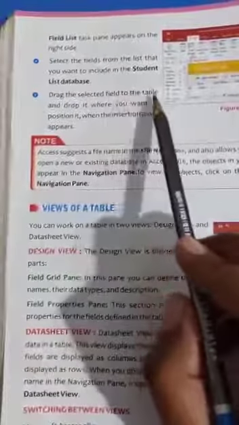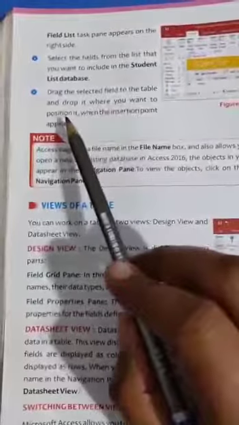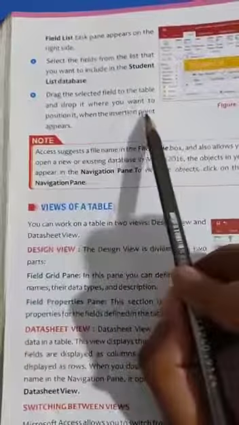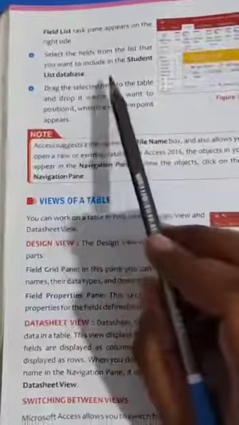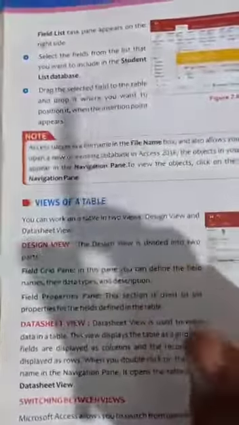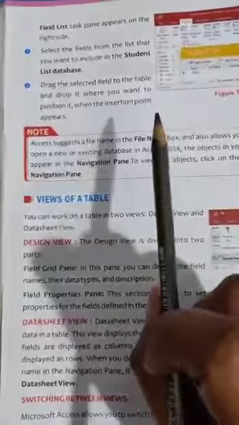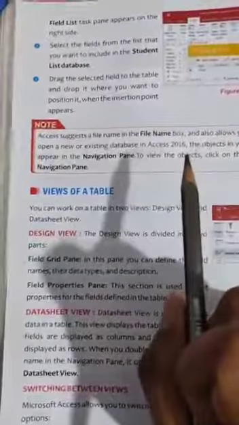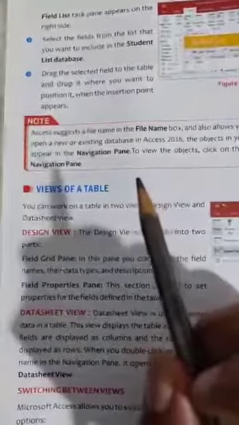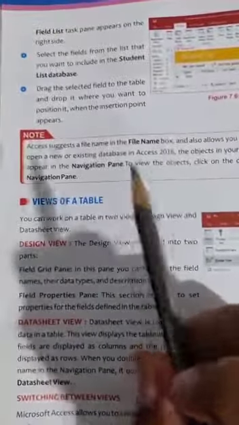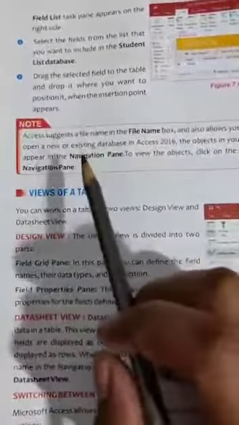Drag the selected field to the table and drop it where you want to position it when the insertion point appears. Drag the selected field to the table and drop it in whichever position you want it to appear in your table. When the insertion point appears, simply drop it and it will be placed in the desired position in the database.